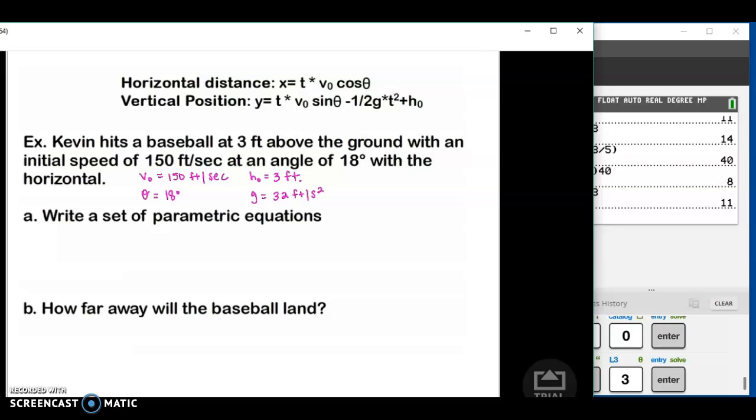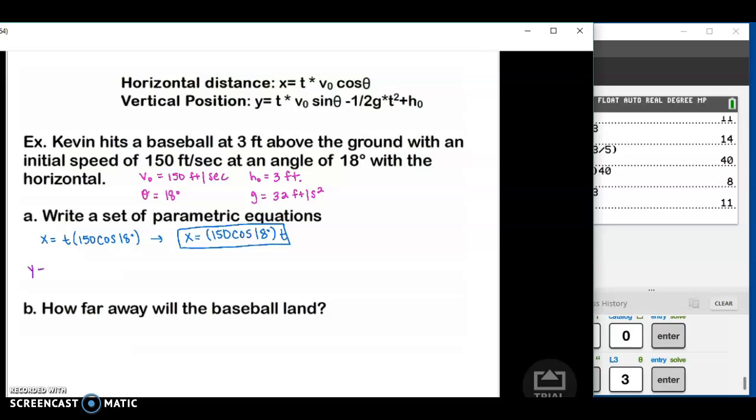Okay, so to write our set of parametric equations, for x, it is t times v naught, which is 150, cosine of the angle, which is 18 degrees. A lot of the times with these, you'll see that the t is written second. So I'm going to write this as x equals 150 cosine of 18 degrees times t. So that is our x equation in our parametric equations.